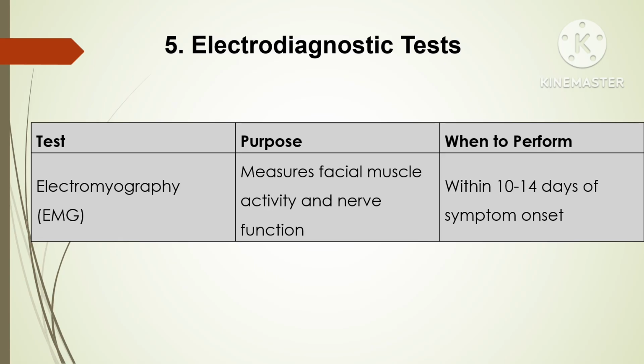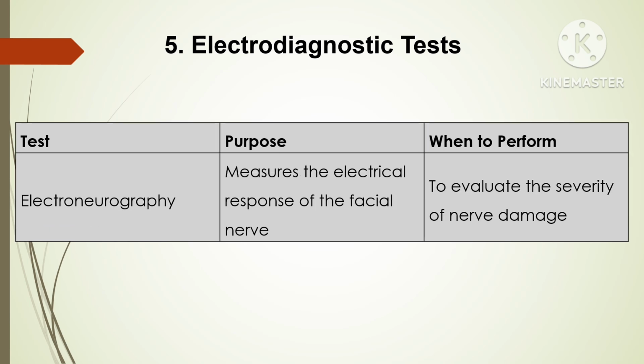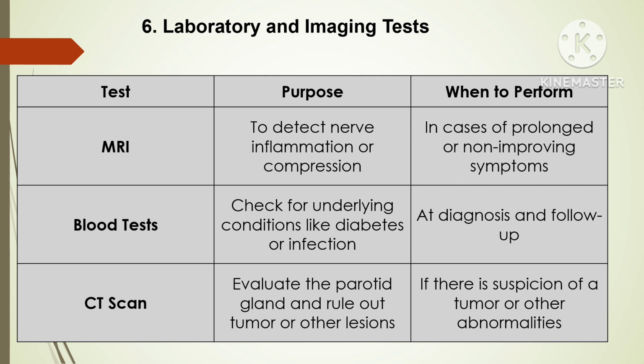So the key features of Bell's palsy are acute onset, rapid paralysis over 48 to 72 hours, one side of the face is affected, and most of the cases resolve within weeks to months. Diagnosis is primarily clinical, but tests can confirm the extent of nerve involvement and guide the prognosis.